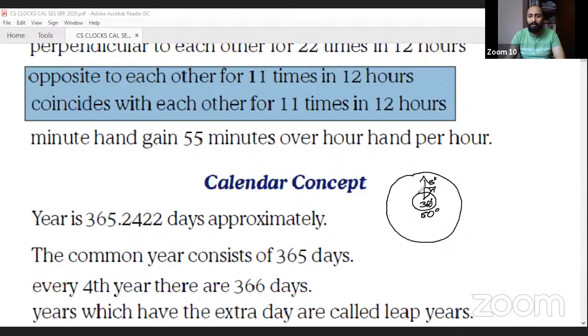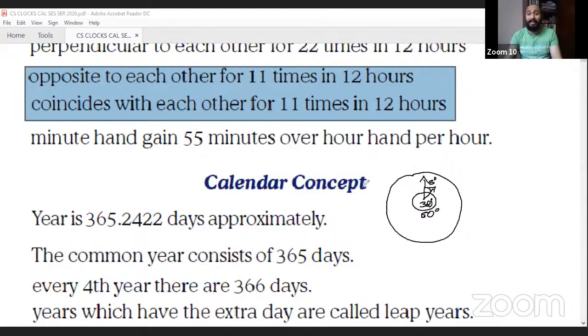So how much is the overtaking? How much over the hour hand? The hour hand has moved only 5 minutes, and the minute hand has moved 60 minutes. So the minute hand is overtaking the hour hand by how many minutes? 55 minutes. That's what they are trying to say.